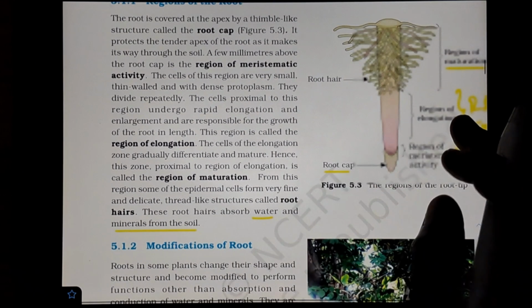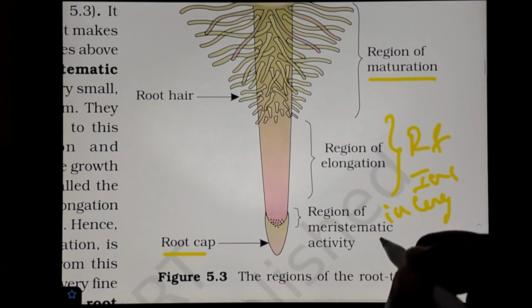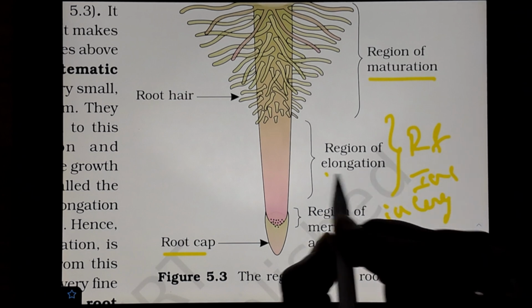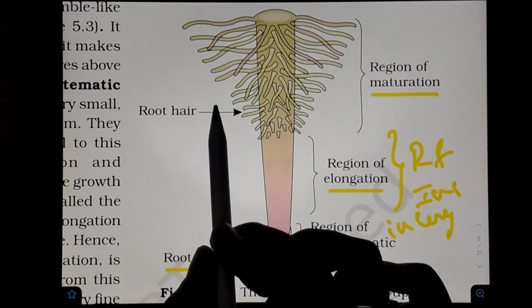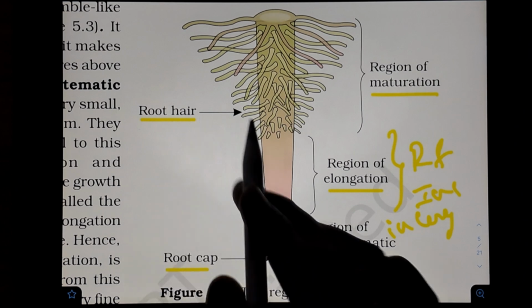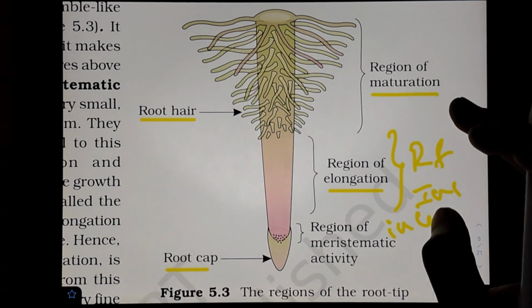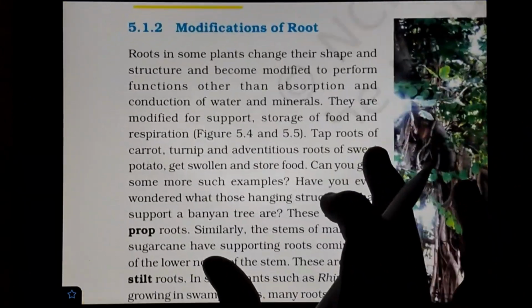First is the root cap, and the cells divide repeatedly at the region of meristematic activity, which is responsible for growth in length, then the region of elongation and the region of maturation. Here root hairs are present. Root hairs help in the absorption of minerals and water from the soil. These are the regions of the root.